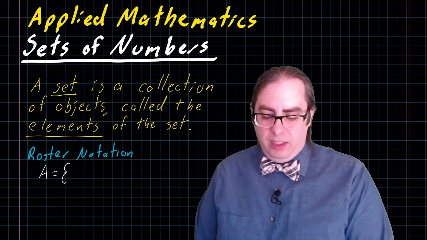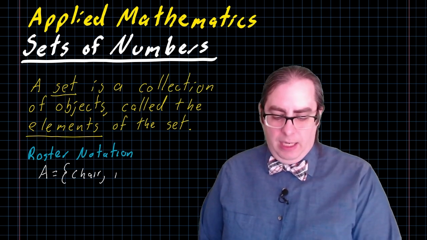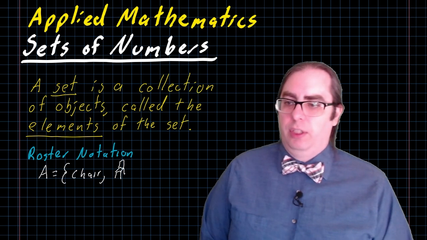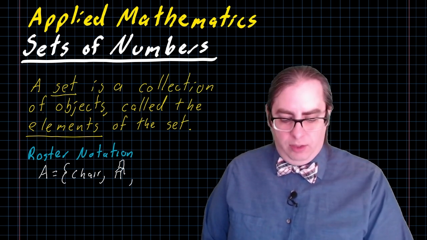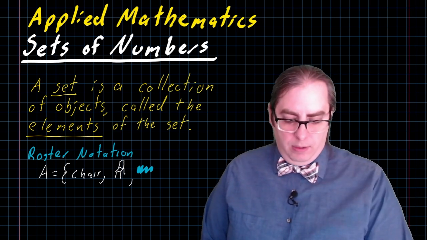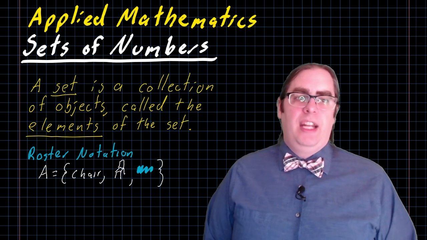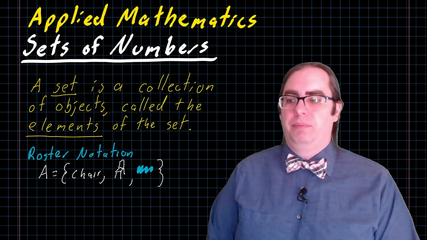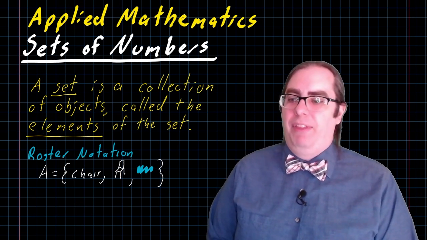So maybe this set contains the word chair, and it contains a picture of a chair, and it contains a blue swatch. Right? What does that actually mean? I don't really know, and quite honestly, I don't really care. We have this thing. It is called a set. We have things in it.